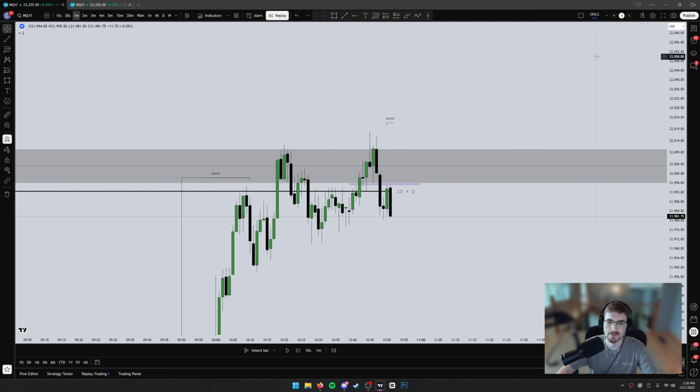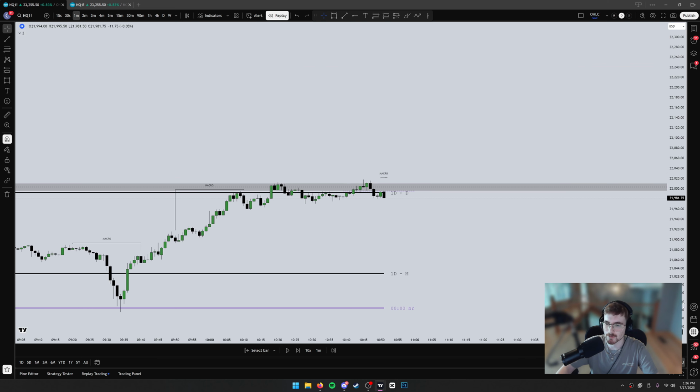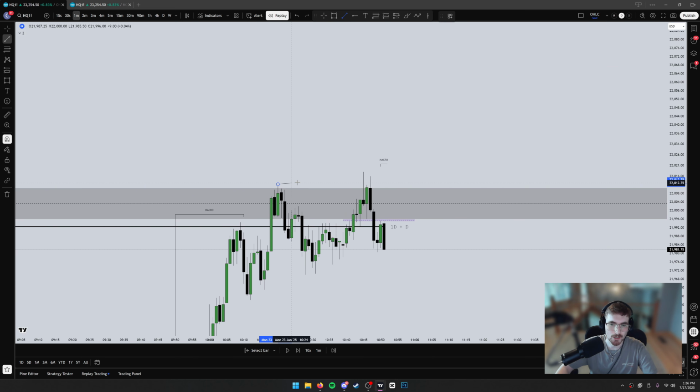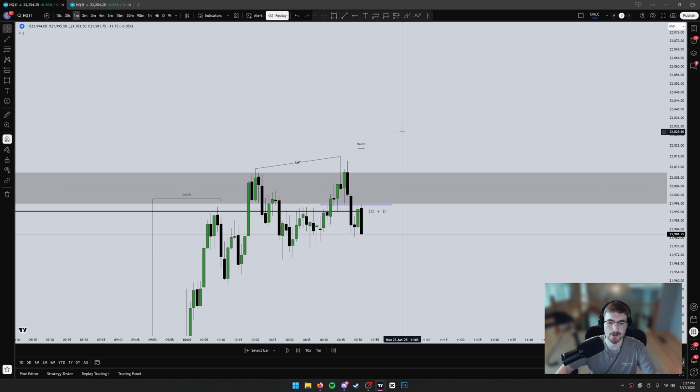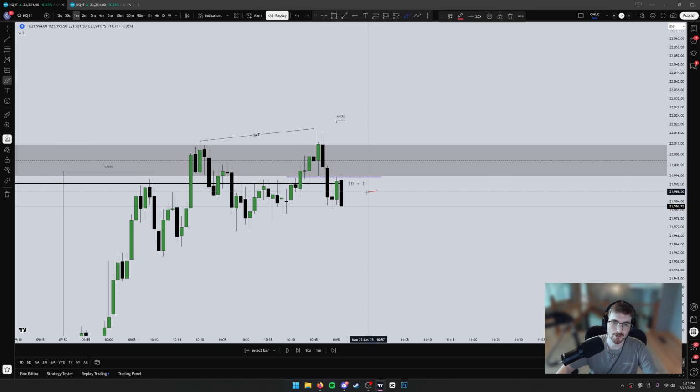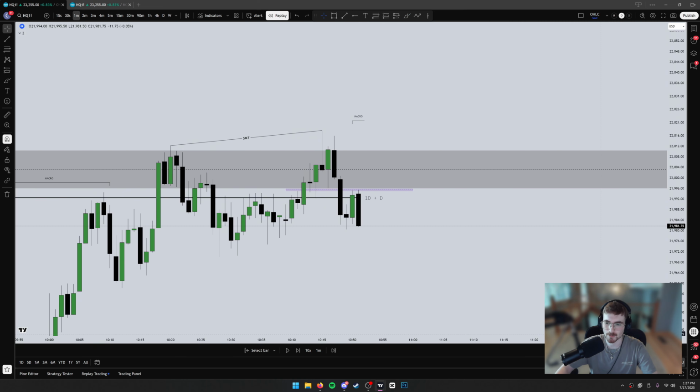Okay, so let's look for SMT, which we have at these two highs, right? We have a lower high and a higher high on NQ, whereas ES had that higher high and lower high in the same spot. So we have our bullish distribution level. We have a 15-minute fair value gap. We have SMT at the highs, and we have an inversion gap that's being respected during a macro. This is going to become our entry.